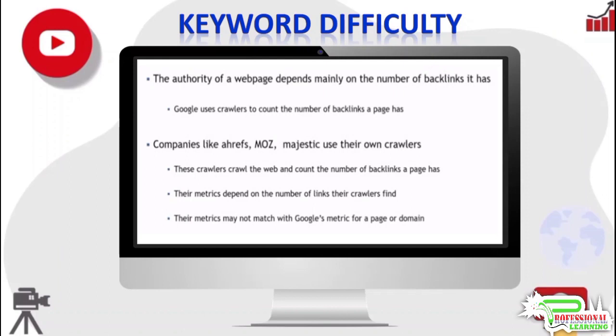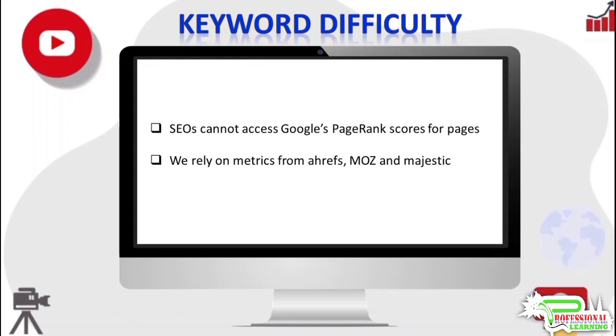Also, Google may not treat every link the same way. Google may penalize a domain, and links from penalized domains are not counted by Google in their PageRank computation. And these companies may not know a certain domain has been penalized by Google. So there will always be a difference between these metrics and Google's PageRank for a page. Since we SEOs cannot access Google's PageRank scores for web pages, we rely on metrics from Ahrefs, Moz and Majestic to make some of our decisions.